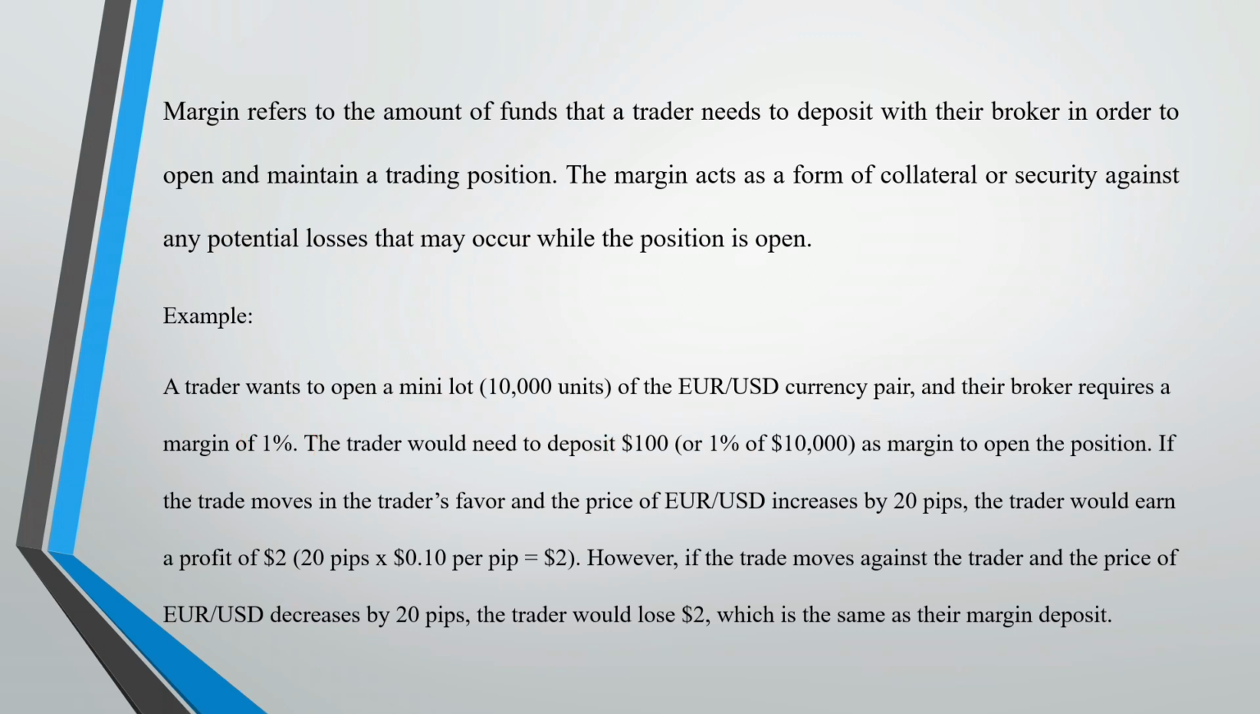If the trade moves in the trader's favor and the price of Euro-USD increases by 20 pips, the trader would earn a profit of $2. 20 pips times $0.10 per pip equals $2. However, if the trade moves against the trader and the price of Euro-USD decreases by 20 pips, the trader would lose $2, which is the same as their margin deposit.